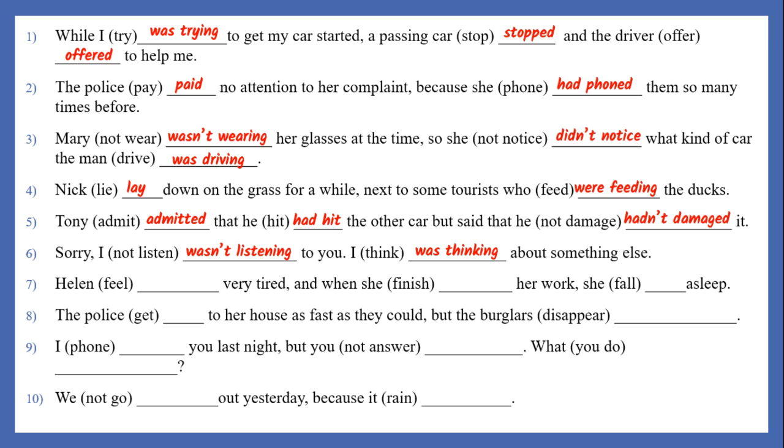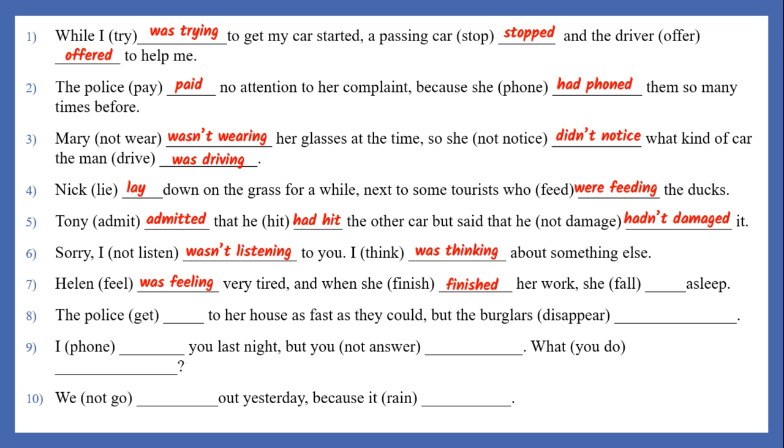I need to tell you that we also use past continuous, two past continuous sentences, one after another, to describe two ongoing events happening at the same time. And this is one of those examples. Sorry, I wasn't listening to you. I was thinking about something else. This not listening and thinking are happening at the same time, so we are emphasizing this coincidence with using two consecutive past continuous sentences.